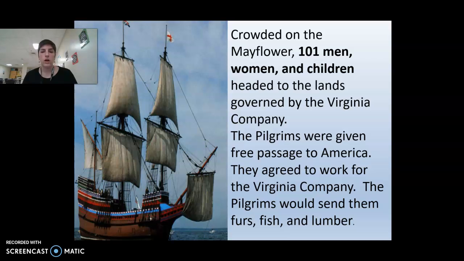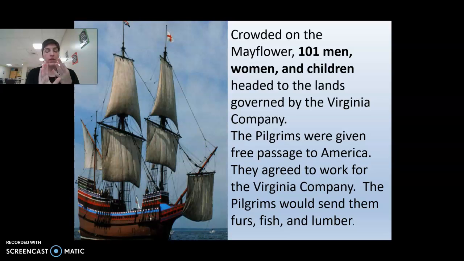Crowded on the Mayflower, 101 men, women, and children headed to the lands governed by the Virginia Company. The Pilgrims were given free passage to America. They agreed to work for the Virginia Company. The Pilgrims would send them furs, fish, and lumber. Okay, so by going to the colonies, they were given a lot of land, and they were allowed to practice whatever religion they wanted to and farm and have their own property and build their own colony. But in exchange, they would have to provide furs, so they would have to trap animals and take their fur.